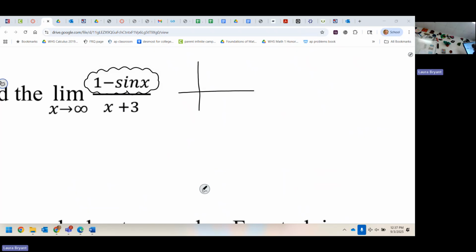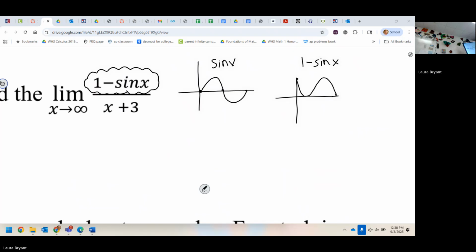Okay, so the sine graph normally starts middle, high, middle, low, middle. That's my typical sine graph, but this negative flips that over. And then this one moves it up 1. So this is just sine x, but 1 minus sine x is going to be flipped over and moved up. So it's going to look like this. Flip over, and move up 1.